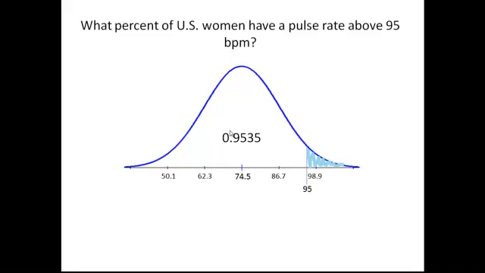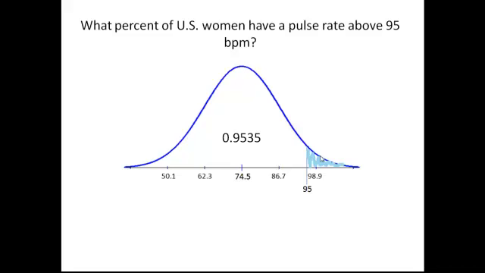That is the area to the left of our Z-score of 1.68, which coincides with 95 beats per minute. This is not the area I'm interested in. I'm actually interested in this light blue area over here to the right. So how would I determine that little value over there?